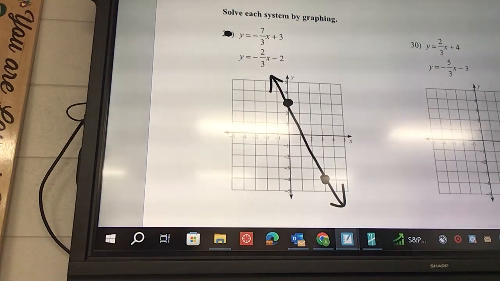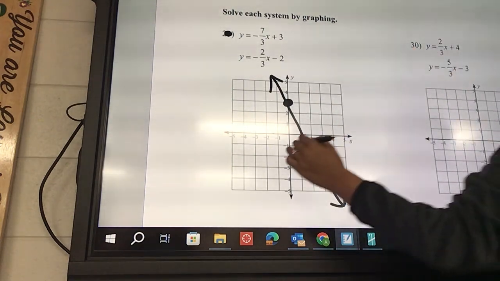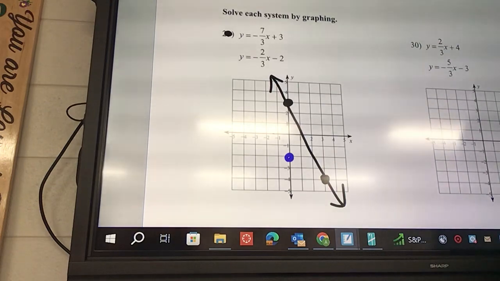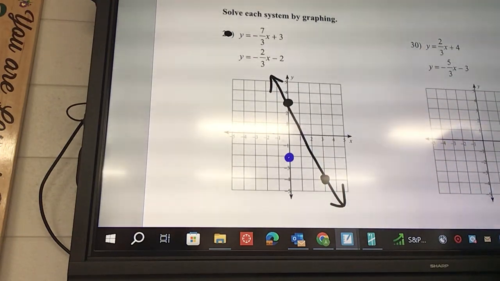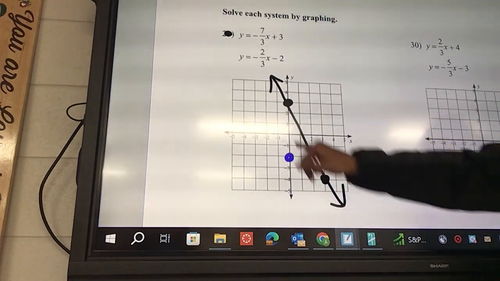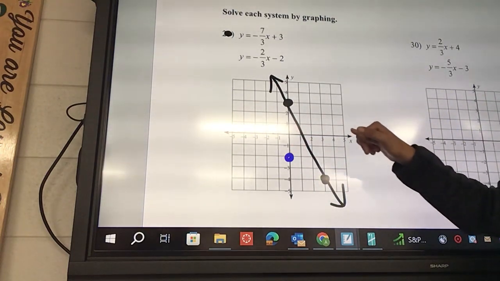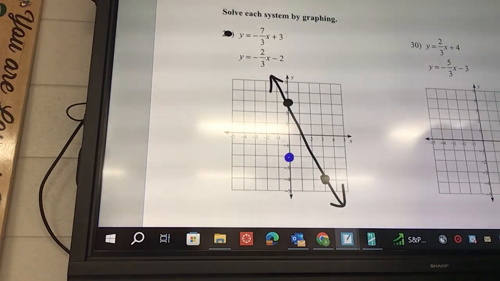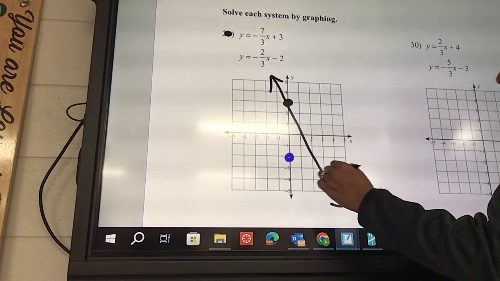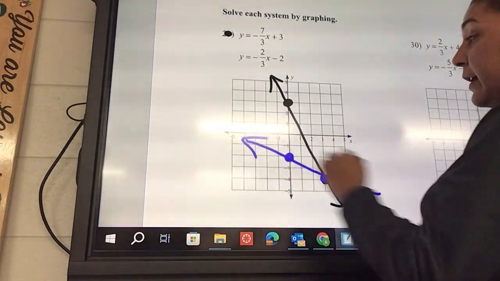Line 2 starts where? Negative 2. So we go to negative 2. Down 3, you can go up. Then we go down 2 over 3. If I go up 2 and over 3, am I going to intersect anywhere? No, because I wanted to intersect on a dot. So I'm going to go down 2 and over 3, and right here is where I'm going to have that intersection.